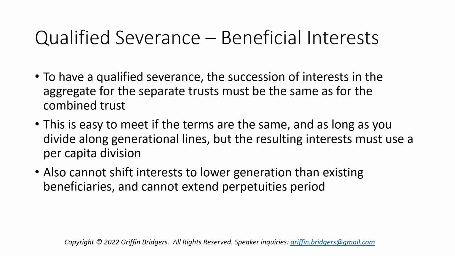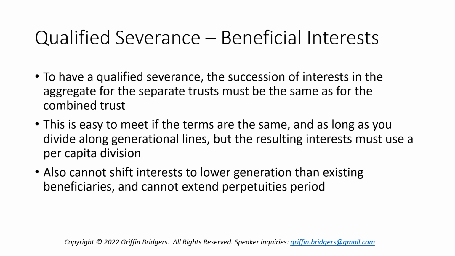But either way, there are some requirements. We're going to breeze through and try to check off the major boxes at the top of the bell curves. But one, we have to have, before and after the severance, a succession of beneficial interests that in the aggregate are the same for the combined trust and the resulting subtrusts. And that's easy to meet if the terms are the same, but in looking at this, you have to be aware of the formula because you can divide along generational lines, but what the regulations call for is resulting interests that use a per capita division. So there's a big rabbit hole we can go down with that I'm not going to dive into here, but there are some examples you can look at in the regulations.